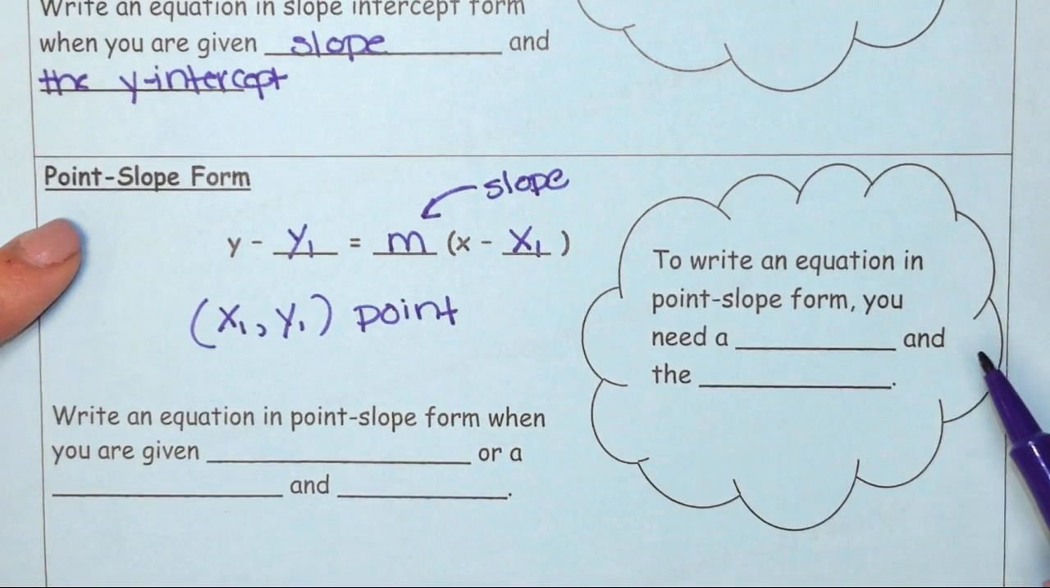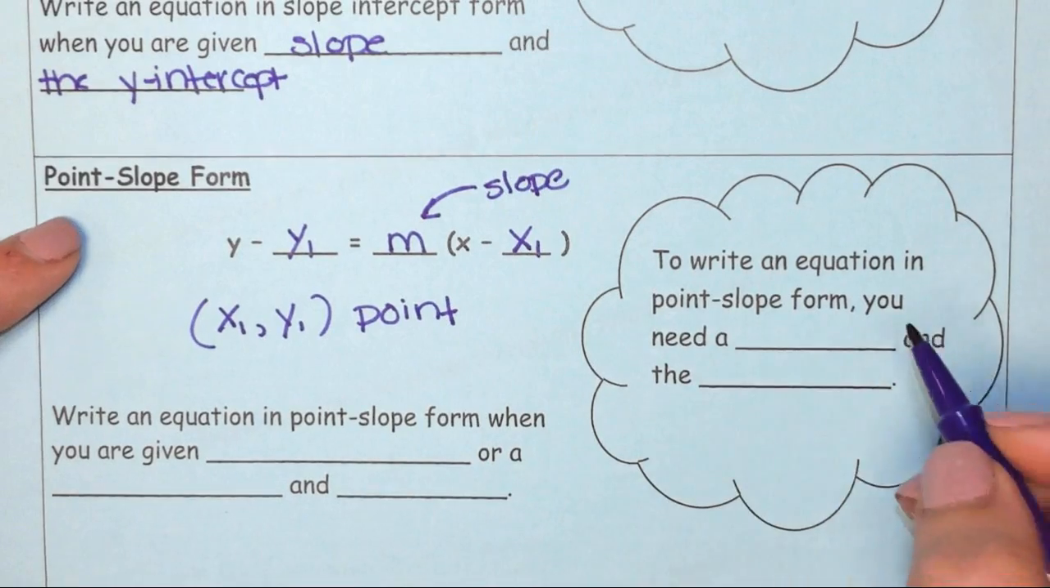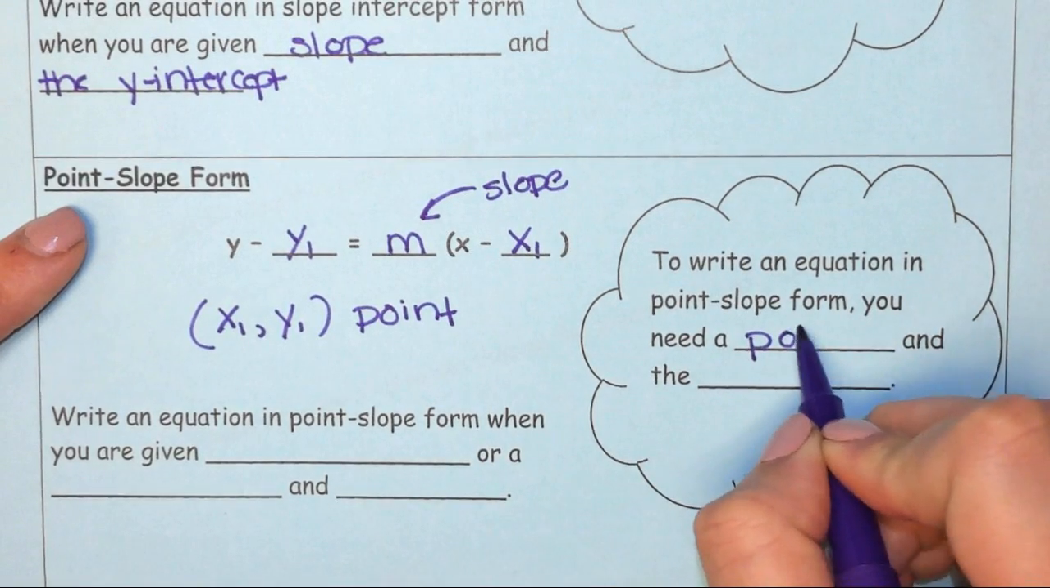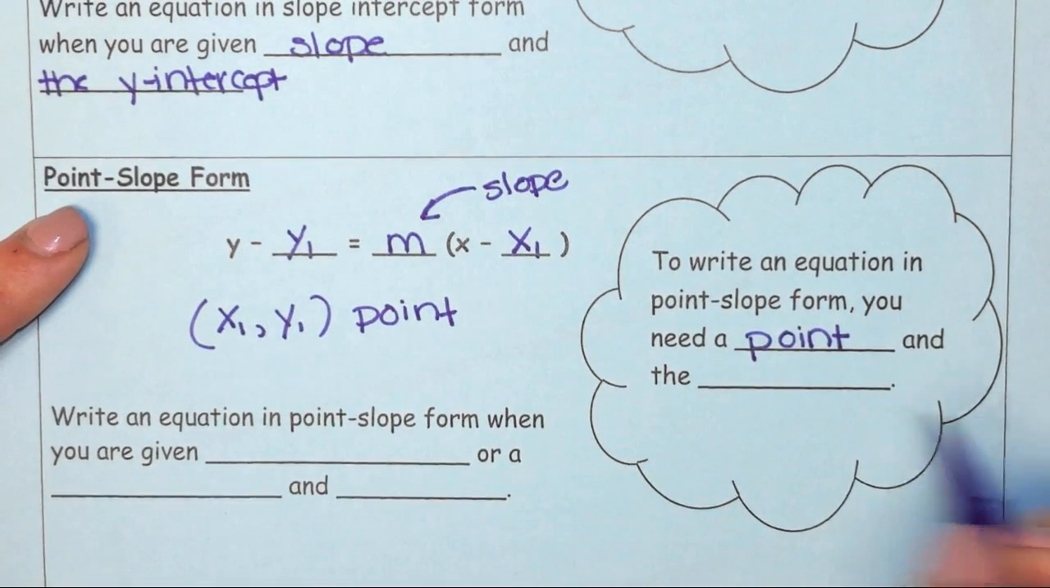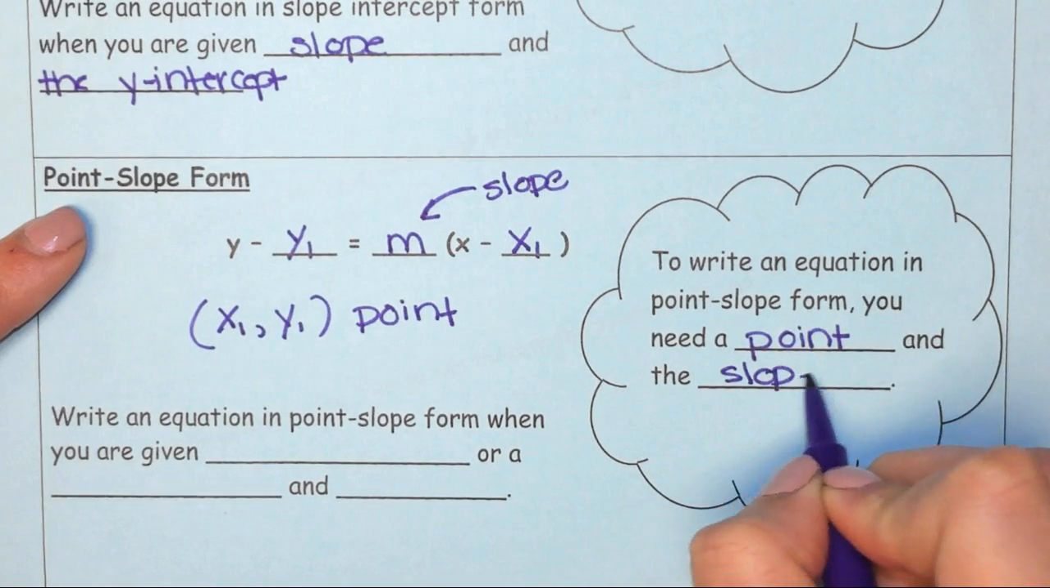So to write an equation in point-slope form, you need the slope and a point. So a point and the slope.